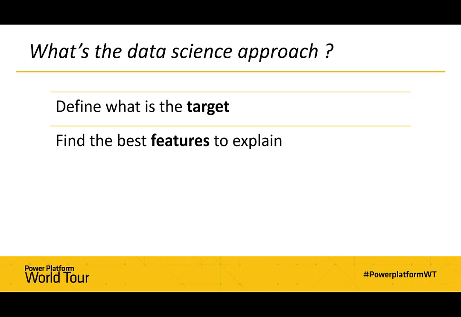Features is the term in data science. In BI, we say fields, columns, okay, but it's the same. I will say features. We have to find some features to explain the target. We have to find some correlations, okay? That's because we want to explain why today the audience is very good, I think.